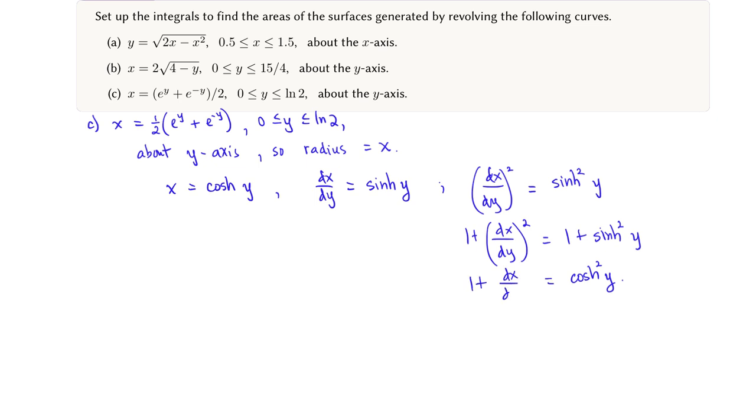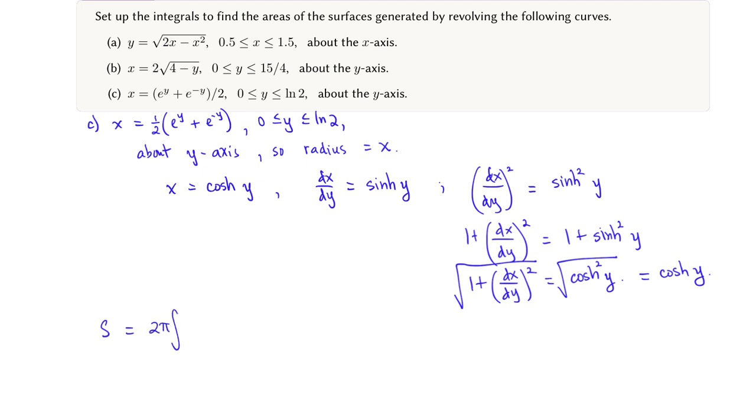So 1 plus (dx/dy) squared is hyperbolic cosine squared of y. And taking the square root of this, we end up with hyperbolic cosine of y. And so the arc length element is simply hyperbolic cosine of y.